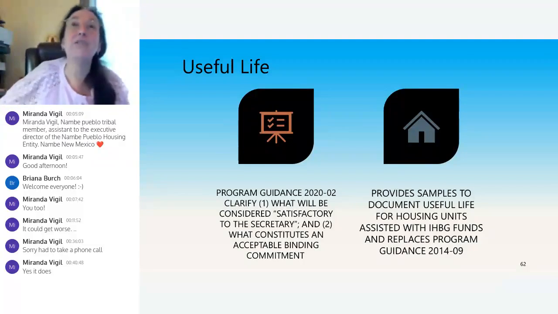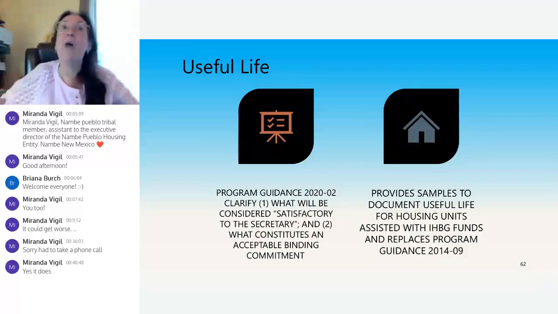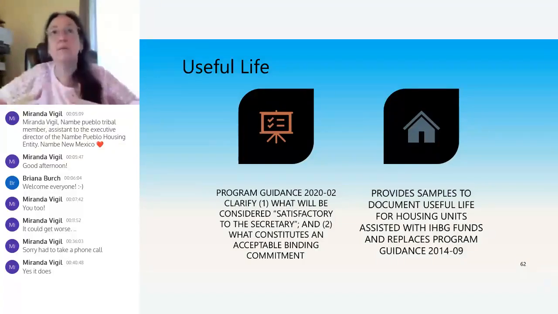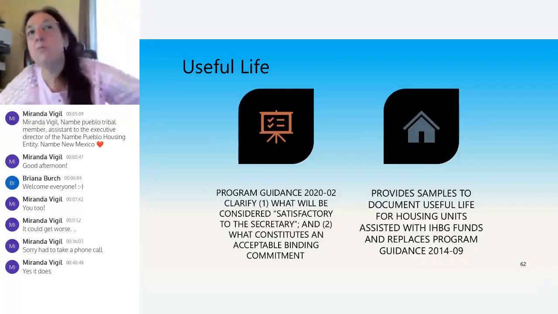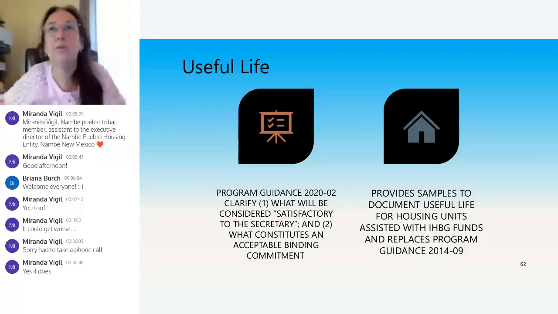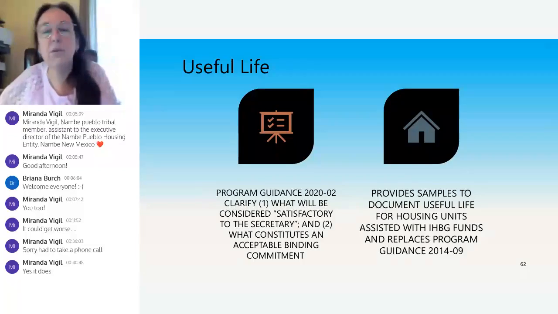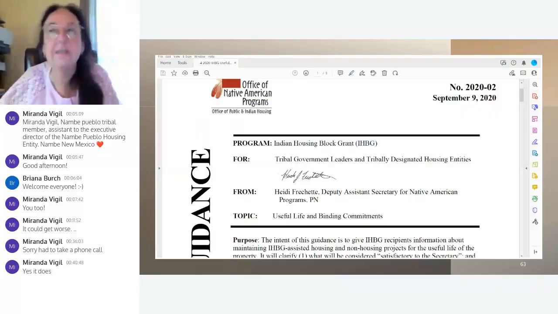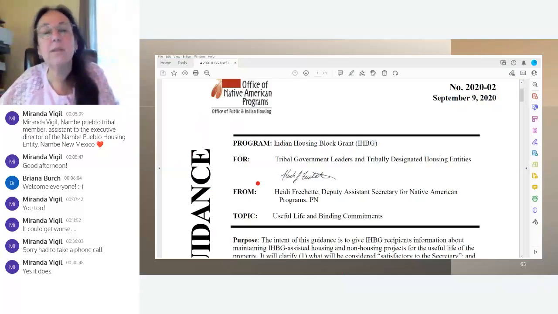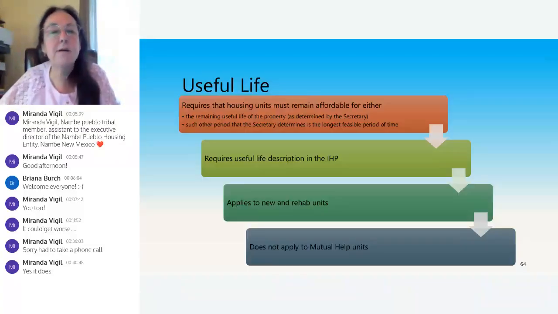And it applies even if you don't have housing, if you're spending NAHASDA dollars, okay, that's why you need to know how to come up with the right amount of their income. You're helping them with TBRA, or you're giving them modernization or rehab or whatever, this would apply still, okay? So you have to have a useful life policy and things like that. So this is what the guidance looks at for the useful life and binding commitments.